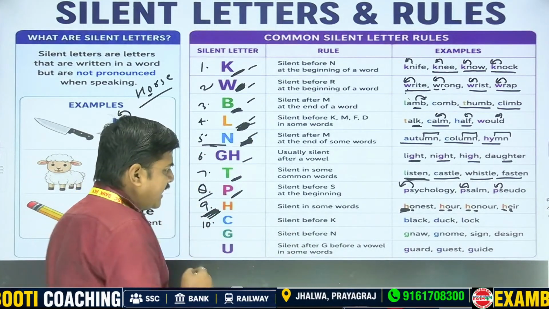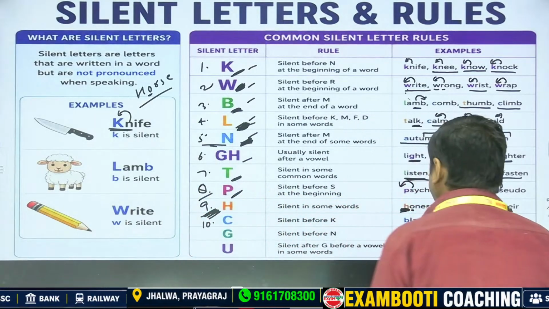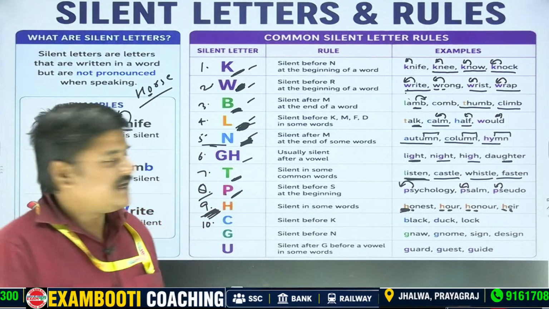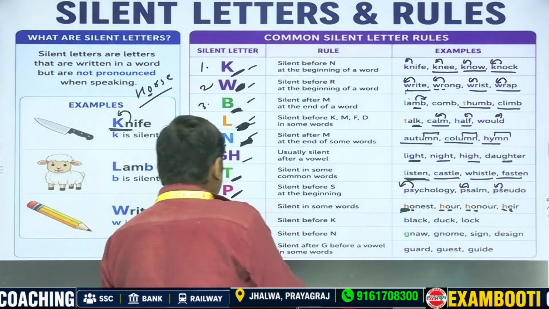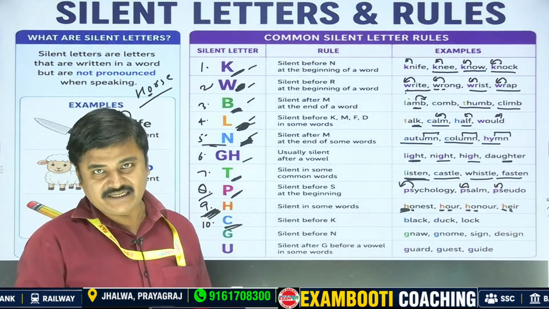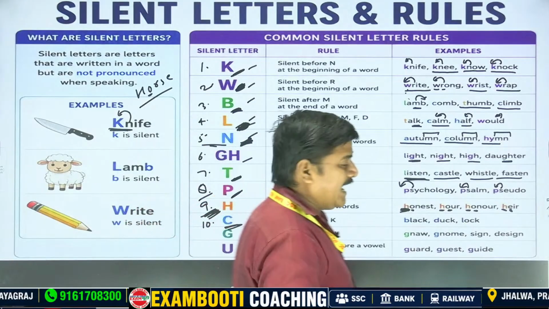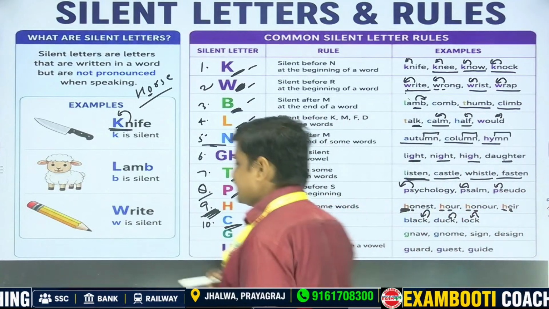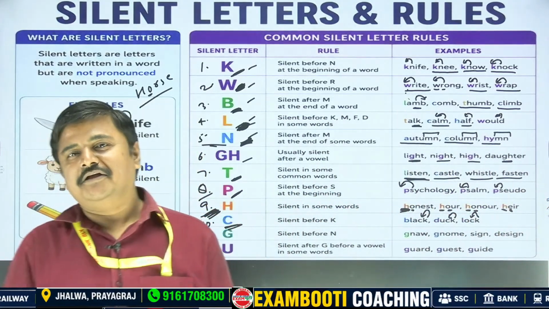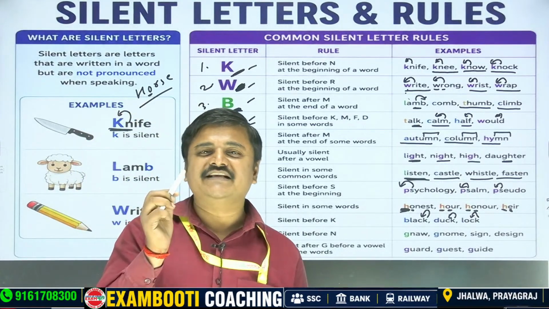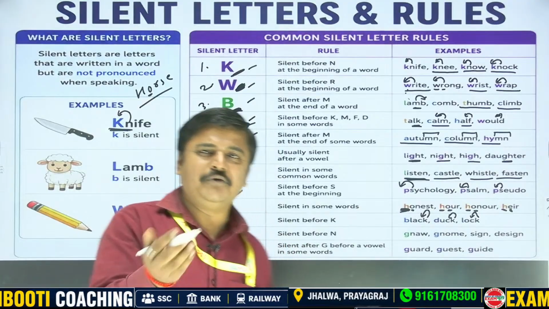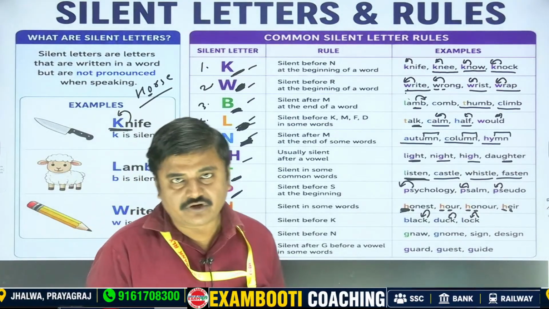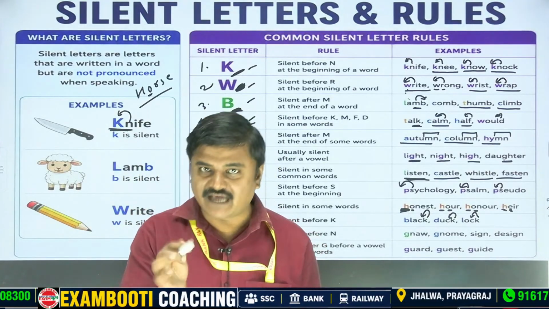Now, rule number 10, and this rule is connected with C. This is an easy one. Whenever you see C just before K, if there is a C just before K, the sound of C is going to be silent. Very easy. You can understand that, like in the words black or dark or log. In all these words, the sound of C is silent.